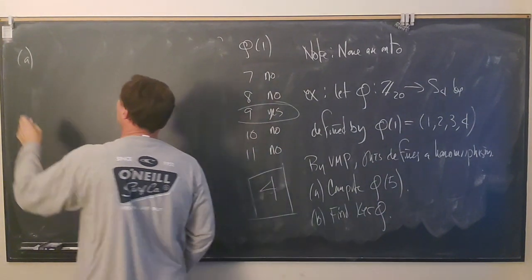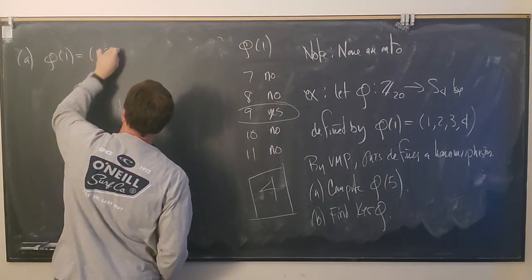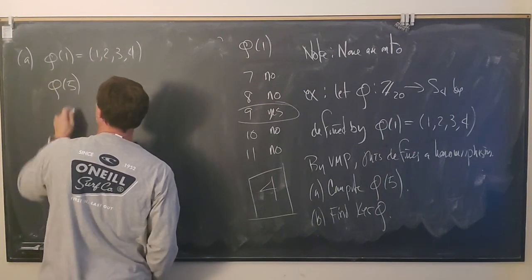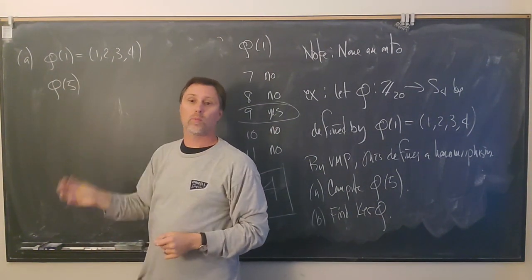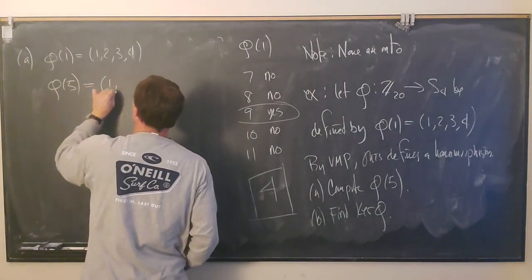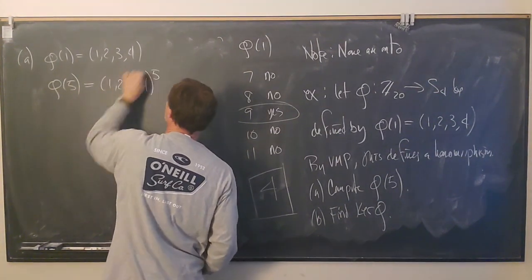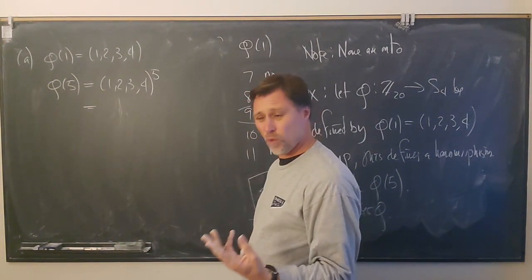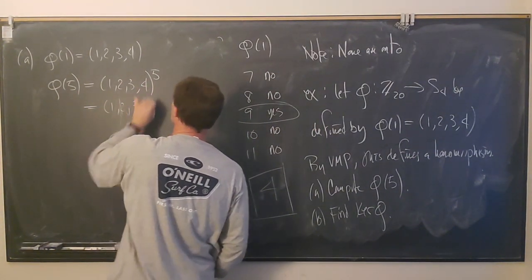Okay, well, we know that phi of 1 is equal to (1 2 3 4). So that means that phi of 5, which is 5 applications of the operation to 1, 1 plus 1 plus 1 plus 1 plus 1, has to equal (1 2 3 4) raised to the 5th power. Because (1 2 3 4) has order 4, this is equal to (1 2 3 4).